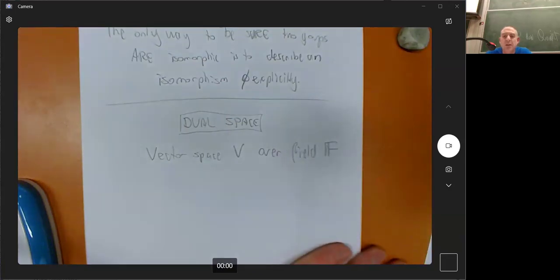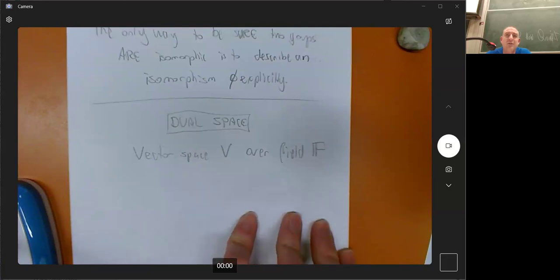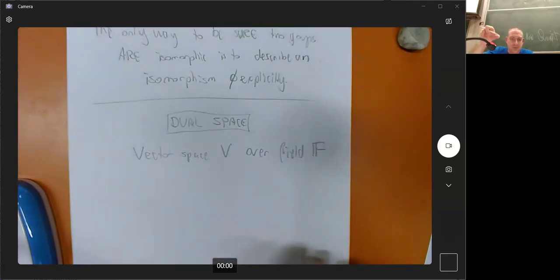Over a field, does your lecturer use like a blackboard bold F for the generic field? Oh, damn it, I lost my focus. That's okay.